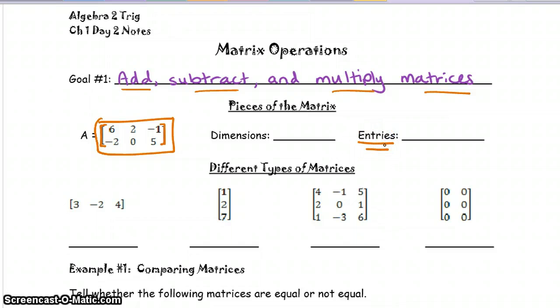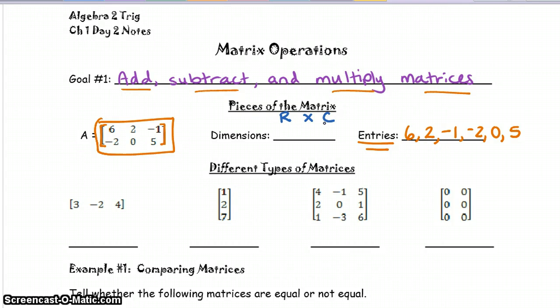So when it asks what are the entries of the matrix, basically it's asking for what are all the numbers inside of the matrix. So 6, 2, -1, -2, 0, and 5 are the entries of our matrix. The dimensions are organized by the number of rows by the number of columns. So we say R by C.